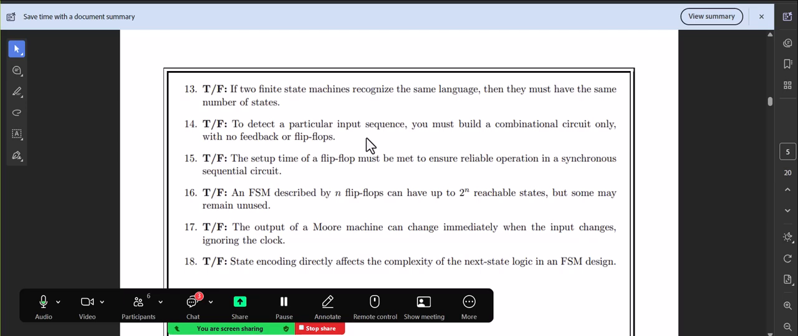State encoding directly affects the complexity of the next state logic in a finite state machine design. And what does that mean? State encoding, what is that? I don't know. Okay, so how you define the states. Do you define them as A, B, C? Do I make that 000111, or do I make it 011110? Does that affect the complexity of the next state logic?